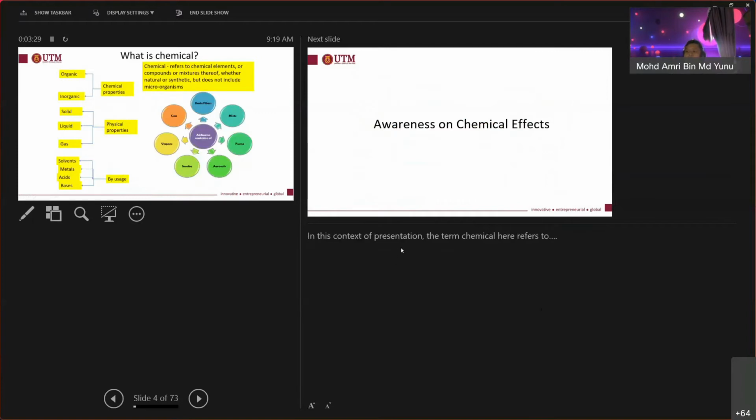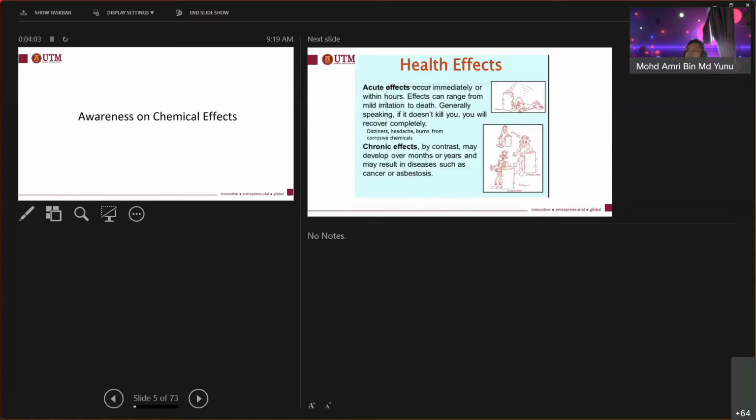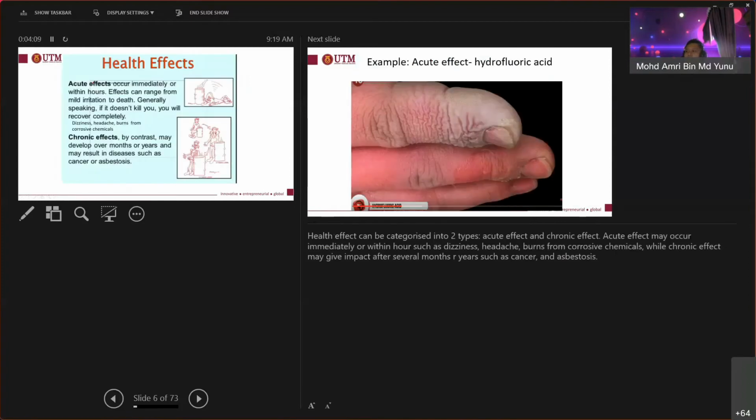In the context of this presentation, when we talk about chemical, it refers to a chemical element or compound or mixture, whether natural or synthetic, but not microorganisms, which are part of biohazard. So we look into chemical properties, whether organic or inorganic, the physical state, solid or gas, and also the usage.